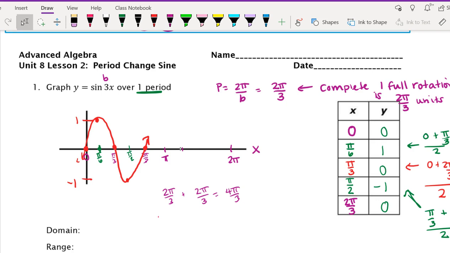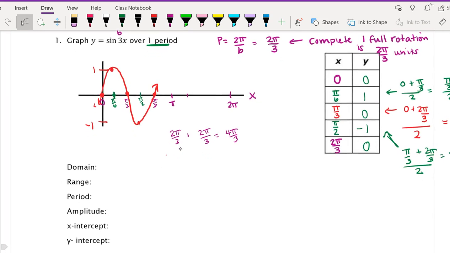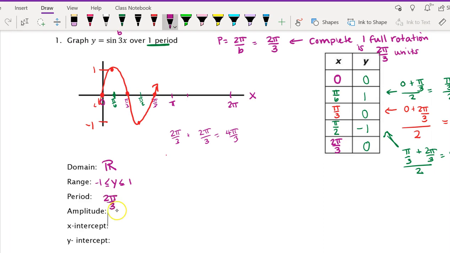Okay? So let's take a look at the domain and the range. So the domain is all real numbers still, because this graph is going to keep going left and keep going right. The range still has a y value as a maximum of 1 and a minimum of -1. My period is 2 pi over 3, so this changes. My amplitude is still 1 because it only is going to go up to a maximum of 1 and a minimum of -1.